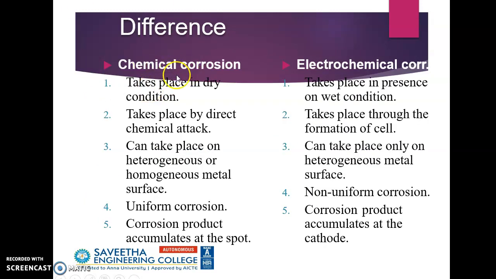These are the differences between chemical corrosion and electrochemical corrosion. Chemical corrosion takes place in dry conditions, while electrochemical corrosion takes place in wet conditions. Chemical corrosion is a direct one, and electrochemical corrosion takes place through the formation of a cell. Chemical corrosion can take place on homogeneous or heterogeneous metal surfaces, whereas electrochemical corrosion takes place only on heterogeneous metal surfaces. Chemical corrosion we call uniform corrosion, while this is non-uniform corrosion. In chemical corrosion, products accumulate at the spot, and in electrochemical corrosion, products accumulate at the cathode.